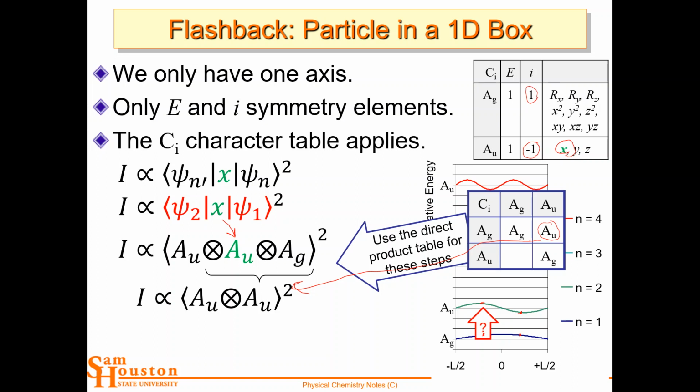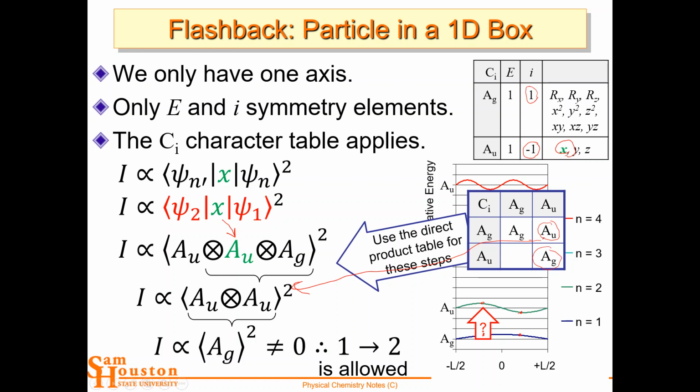So that they've been reduced by 1. So AU times AG is now AU. Everybody follow that? Okay. Then you do this one again. So you come down and you find AU times AU. So you come to your direct product table and you find the intersection of AU times AU, and you get the result AG. So that's the next one.